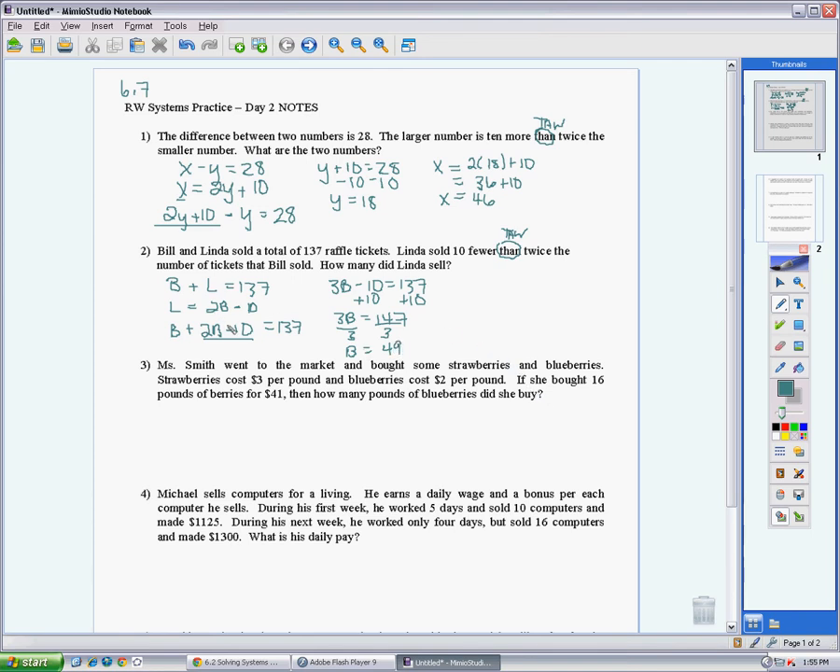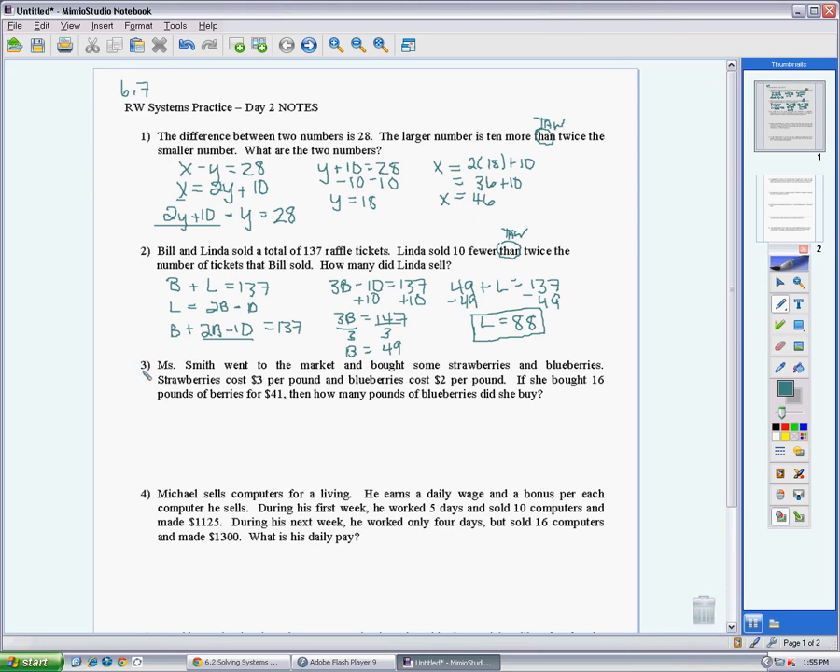Okay, now we can go back and plug it into either one of these. I think I'm going to go ahead and do 49, the first equation, plus L equals 137, because all I really have to do is subtract 49 from 137, and I get that Linda sold 88 tickets. So since this is the tickets they wanted, how many did Linda sell, our answer is going to be 88.